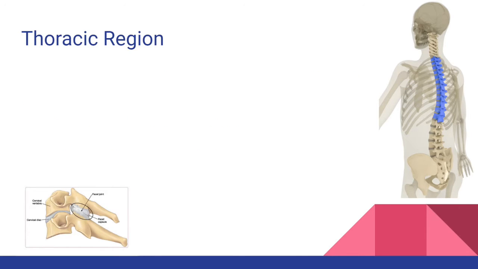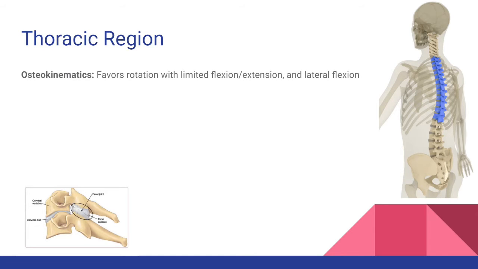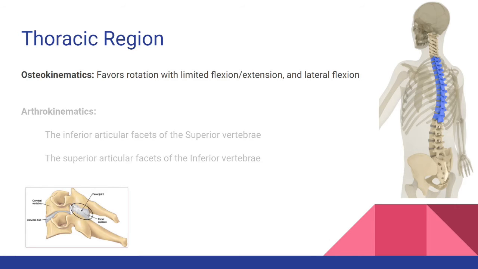The thoracic region has 12 vertebrae from T1 to T12. For the osteokinematics, the thoracic region favors rotation with limited flexion, extension, and lateral flexion. It favors rotation due to the zygapophyseal articular facets being in the frontal plane from T1 to T6. As for the arthrokinematics, the inferior articular facets of the superior vertebrae are articulating with the superior facets of the inferior vertebrae.